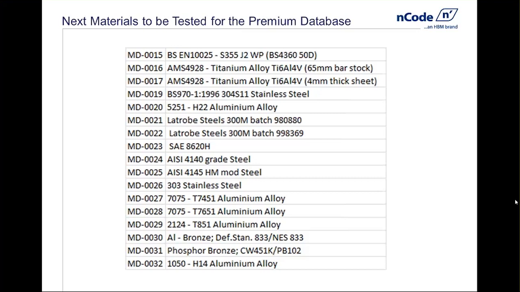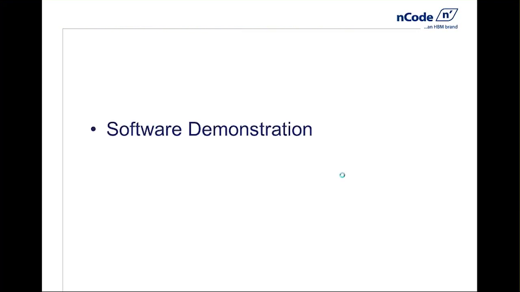Currently, this is all room temperature data. So we've done the data at room temperature. We are currently looking at what we should do in terms of high temperature data and doing some testing on a couple of materials to begin with at high temperature. So that will be for future releases. Now a quick software demonstration to see how that's been implemented.